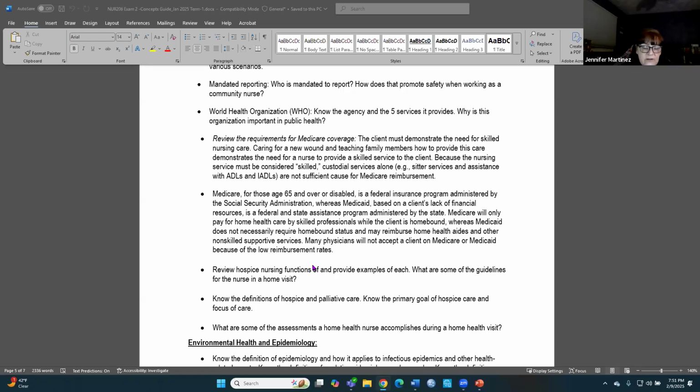And that skilled care need may only be for a short period of time while the nurse is providing education to either the patient or their caregivers. Once they feel comfortable, then the family or the caregivers will take over that need. And so that's the coverage for home health.